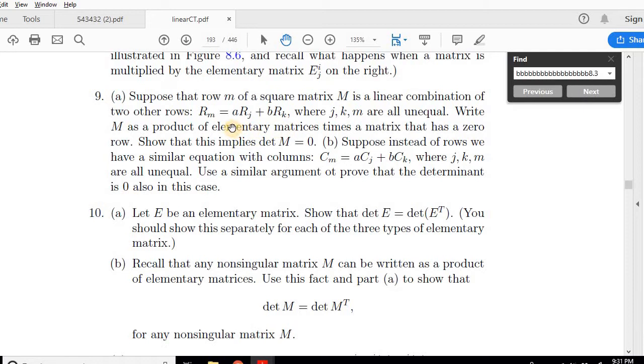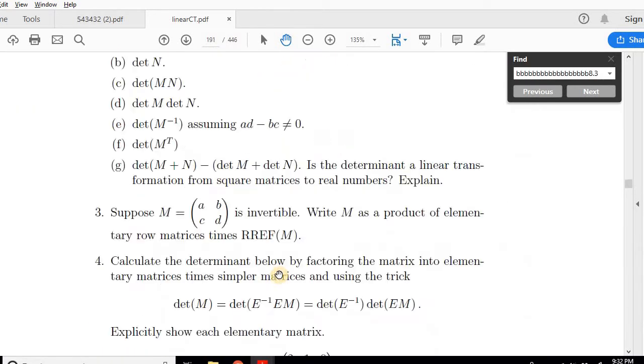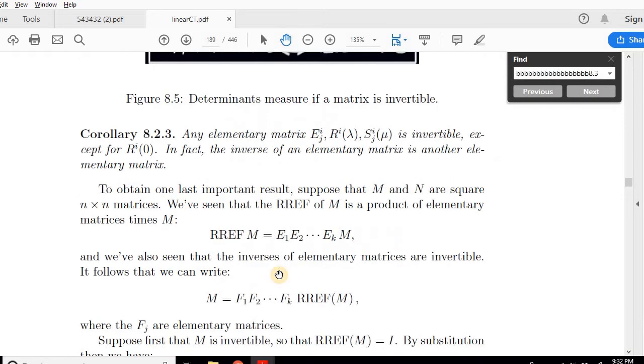Okay, so, elementary matrices times a matrix that has a zero row. You need to specify these matrices in such a way that if you gave me a big M and this specification, then I could create these matrices. Now, how do you specify elementary matrices? Well, if you go back a little bit, the way to specify elementary matrices is just like this. Eij is switch rows i and j, ri of lambda is multiply row i by lambda, and sij of mu means multiply, I forget which one it is, multiply row i by mu and add it to j, or multiply row j by mu and add it to i. I don't remember which, you can look it up.